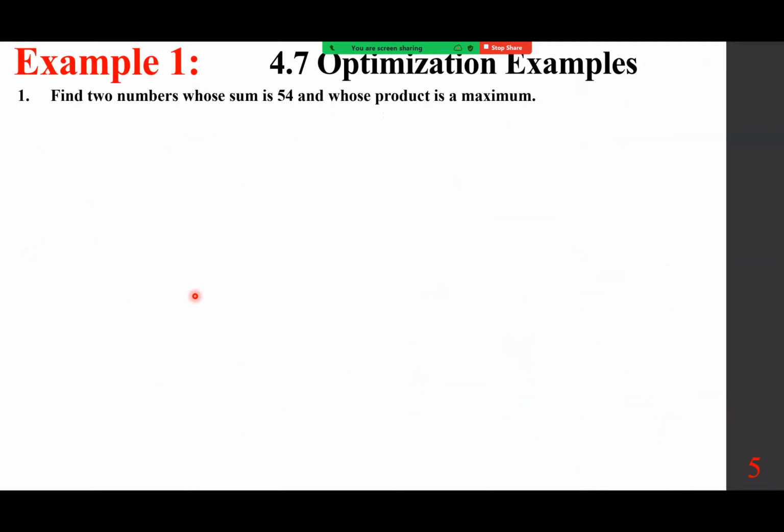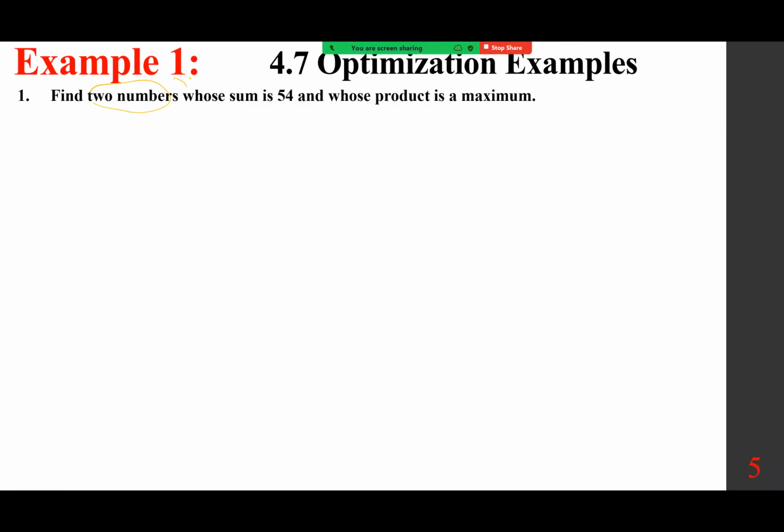Optimization problem, the concept is about how to maximize and minimize things. For example, you want to maximize profit, you want to minimize cost. So here's some examples. We want to find two numbers whose sum is 54 and whose product is a maximum. So first you have to define your variables, the two numbers.